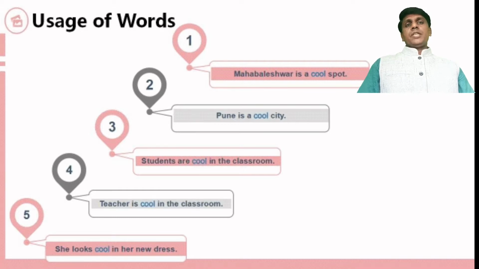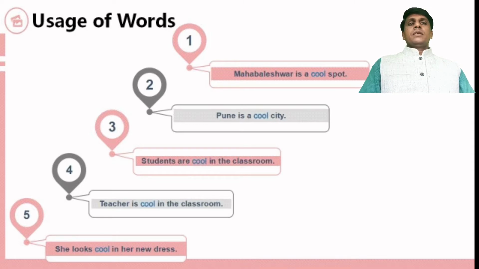When I talk about Mahabaleshwar as a cool spot, obviously I am talking about the weather of Mahabaleshwar. And in that context, the meaning of the word cool is expected. But the same word is used, and when I say Pune is a cool city, definitely it is different from the first one. I am not talking about Pune city and its weather, but I am talking about Pune city and its suitability to live life. And the expectation is it is a peaceful life. So in this context, the word cool is nothing but peaceful. That is different from the first one.